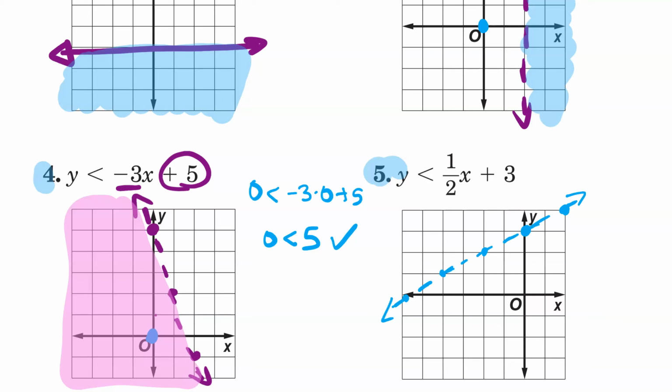So it's dashed because it's not an or equal to. We have to pick a point. So I'll pick 0, 0. Is 0 less than 3? That's true. So I shade this half it's on.